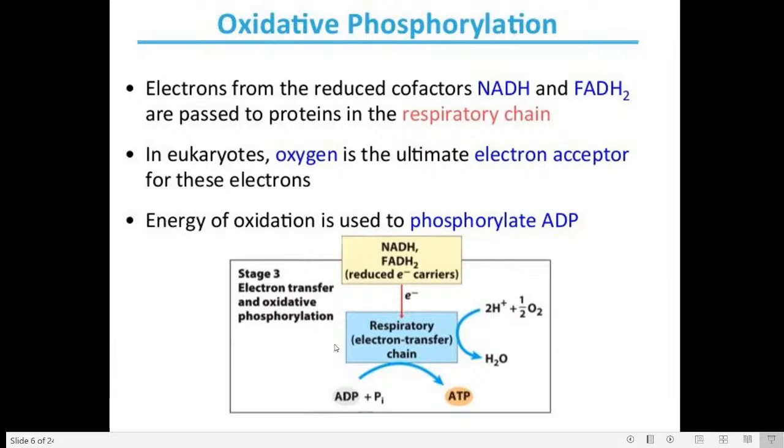It's the simplest form because NADH and FADH2 are releasing electrons. Those electrons go through the electron transport chain, which utilizes oxygen as the acceptor, and this drives the oxidation that phosphorylates ADP. ADP plus Pi makes ATP, and that is the phosphorylation process.